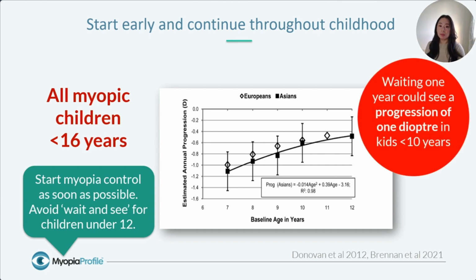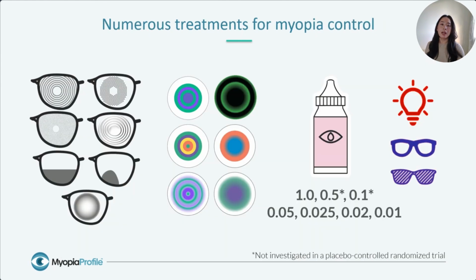Myopia control then should begin as soon as possible in all children under 16, and particularly in those under 12; we want to avoid the wait and see approach. And now we have a lot of options available to us for myopia management. There are a variety of myopia controlling spectacle lenses that are on the market now, as well as soft contact lenses and ortho-K, various concentrations of atropine, and there are also light-based therapies that are being studied too.